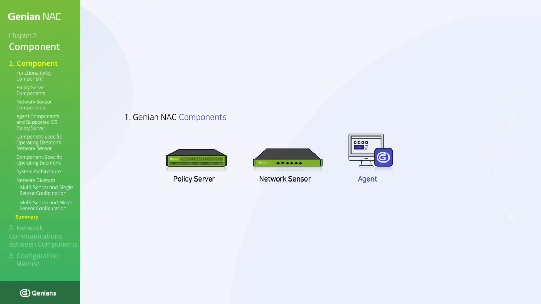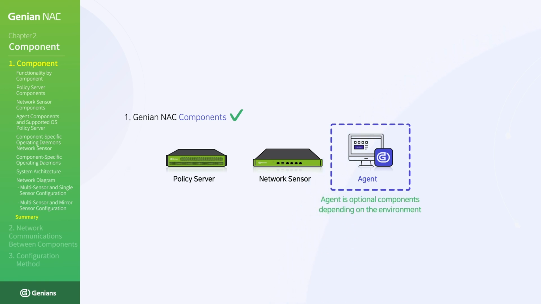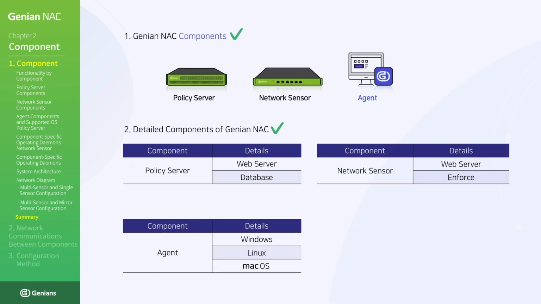First, Geneon NAC is composed of three components: policy server, network sensor, and agent. Among these, the agent is an optional component depending on the environment. Second, each component is further divided into detailed subcomponents as follows. The policy server is divided into web server, database server, log server, and radius server. The network sensor consists of web server and enforcer. The agent is categorized based on supported operating systems: Windows, Linux, and macOS.